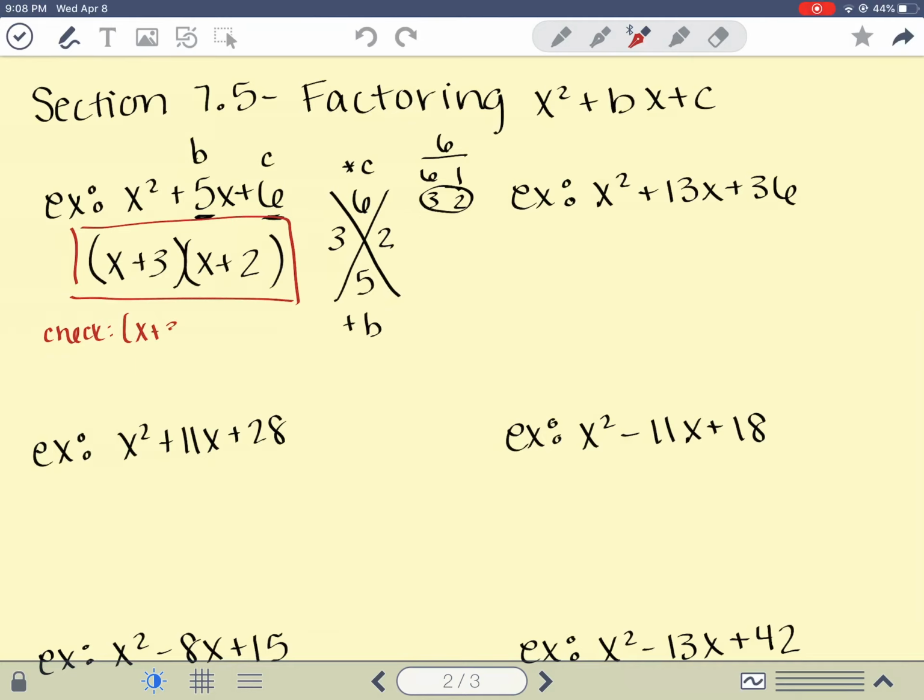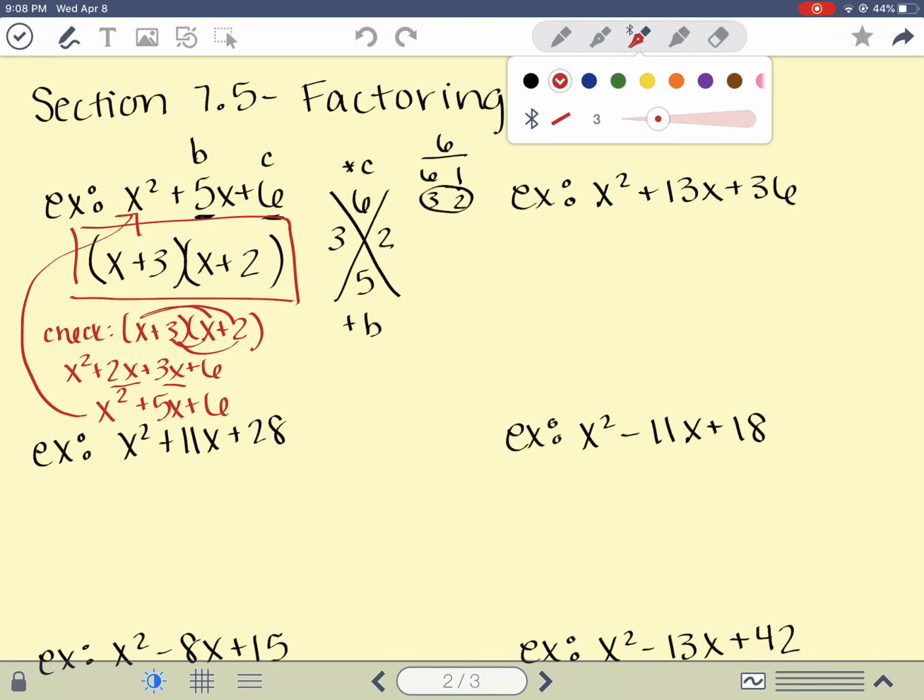Now, of course, just like normal, we can check it. If we were to multiply this back out, which is what we were doing in the first several sections, we're going to FOIL it out. So x times x gives us x squared. X times 2 gives us 2x. 3 times x is 3x. And then 3 times 2 gives us 6. When we combine our like terms, we get x squared plus 5x plus 6. And if you look, that is exactly where we started.